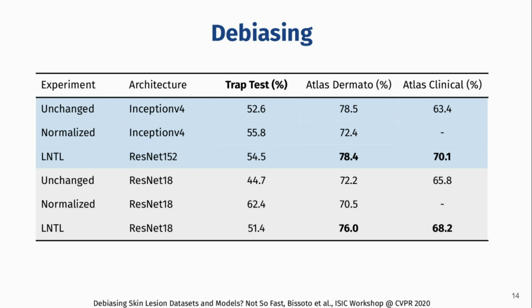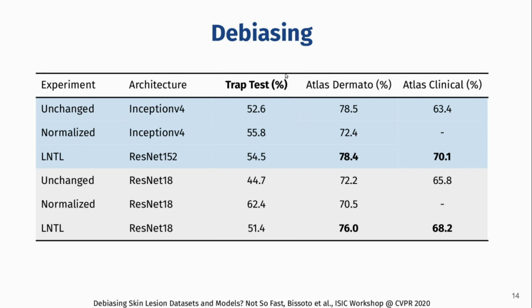Here we present our results. We compare the performance of unchanged training procedure, training with normalized background images, and learning not to learn. The top part of this table contain our experiment with deeper networks, while the bottom part shallower networks. The trap test column is evaluating the capability of these solutions to work with highly biased scenarios, while Atlas Dermatoscopic and Atlas Clinical are measuring the generalization capabilities of this solution.